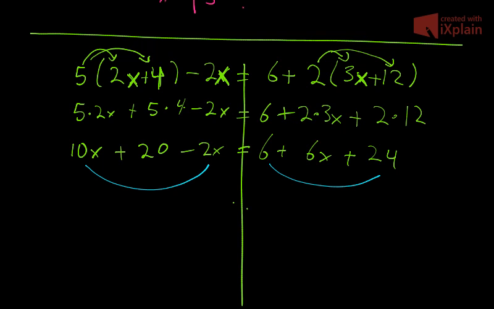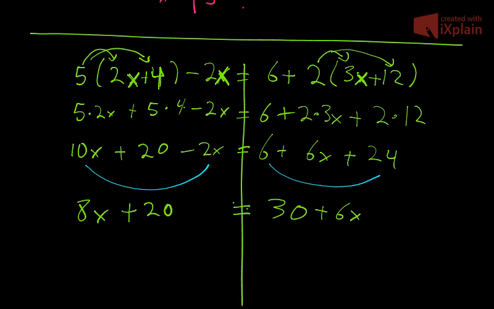What that's going to look like is I've got 10x minus 2x. 10 of a thing minus 2 of a thing is going to be 8x plus the 20. It's going to equal, on the other side, I have 6 plus 24. 6 plus 24 is going to be 30. And I still have my 6x.